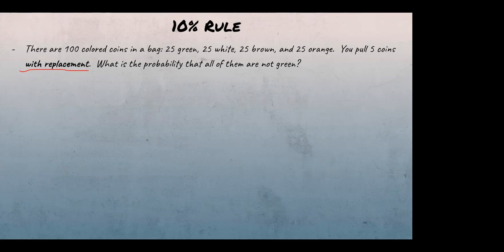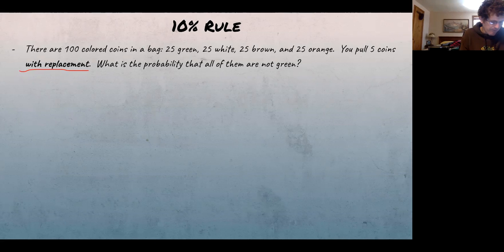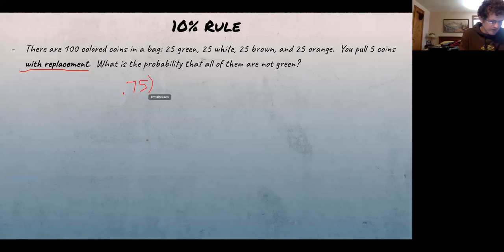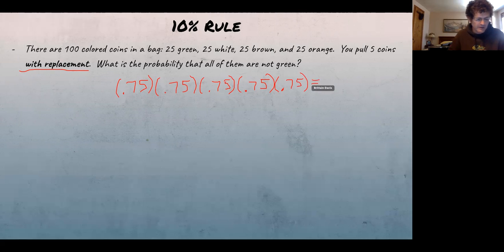75%. So 0.75. And then if we are using replacement, so I pull a coin out, put it back in, what's the probability the second time? 75, still. There you go. This doesn't change, so we can lay this out. I'm going to say the probability of not green, then not green, then not green, then not green, then not green one more time. So if we just do that, 0.75 to the 5th power.